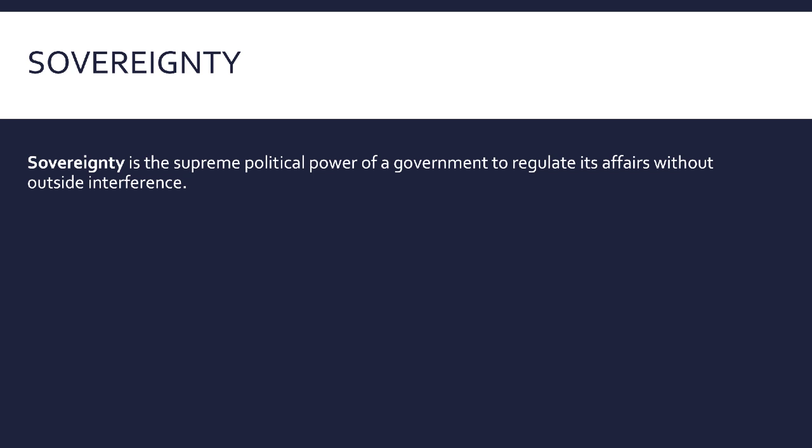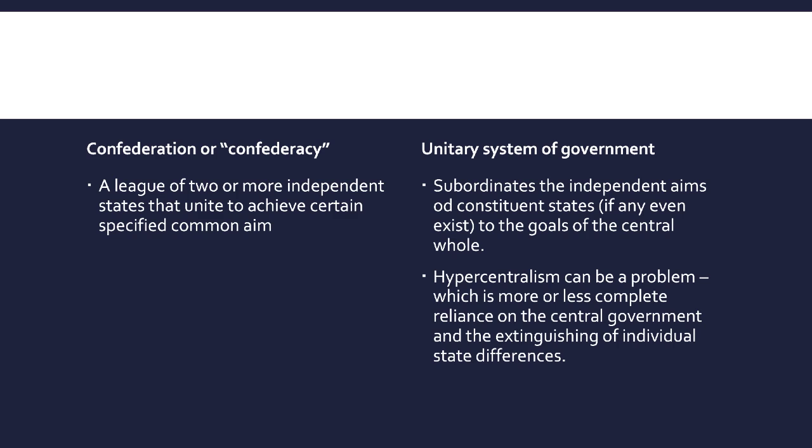Now, although these conceptual difficulties tend to be unique to a federal system, there are other forms of government that involve multiple governments or tiers of government, and these alternative forms have significant problems of their own. So let's go over the differences between a confederation or confederacy and a unitary system of government.